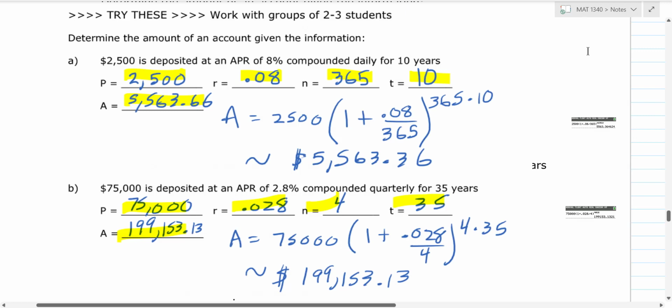Okay, so just make sure you got the right answers and put everything in there right. I didn't see too many issues with it, which is typical. This gets a little bit harder when we start learning about logarithms, a little bit later before the semester is over with. So the first one, I got $5,563.36. Second one, I got $199,153.13. Everybody good?